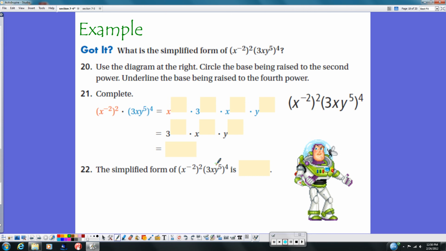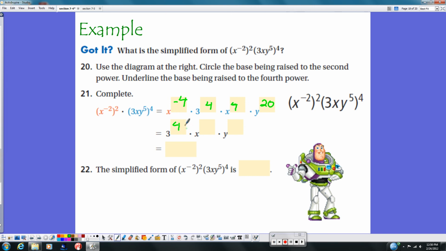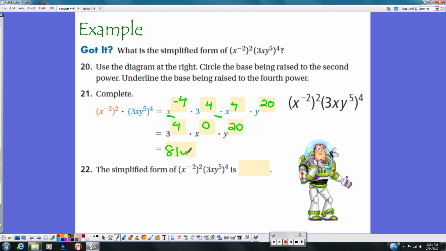Let's take a look at this one. Here we have x to the negative second squared times 3xy to the fifth to the fourth. So we're going to have x to the negative 4, 3 to the fourth, x to the fourth, y to the 20th. So we always put the numbers out front, so we have 3 to the fourth. A negative 4 and a positive 4 would give us 0, and then y to the 20th. Remember, keep your base, add your exponents. So 3 to the fourth is 81. Anything to the 0 power is 1, we don't need to write that, so we have 81 y to the 20th.